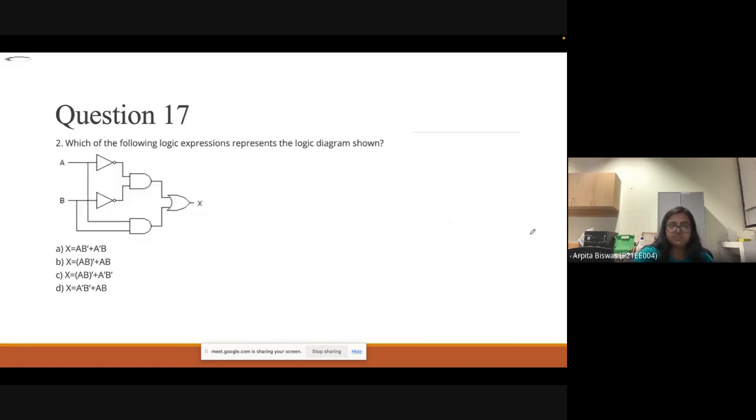Okay. So this is question number 17. Which of the following logic expressions represents the logic diagram shown? So see the logic diagram carefully. The first option is A into B bar plus A bar into B. The second option is A into B whole bar, then A plus B. The third option is A into B whole bar into A bar into B bar. And the last option is A bar into B bar plus A into B. So please try to find out the answer. I'm coming back in 1 minute.